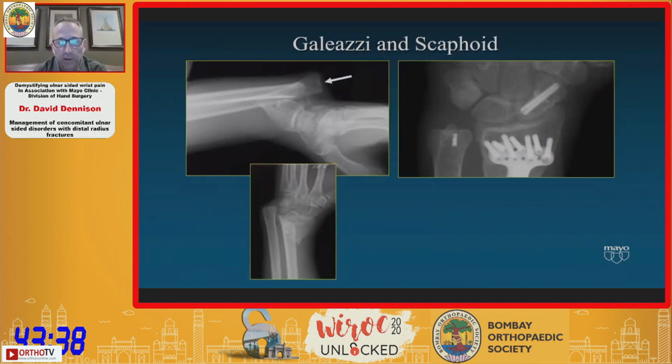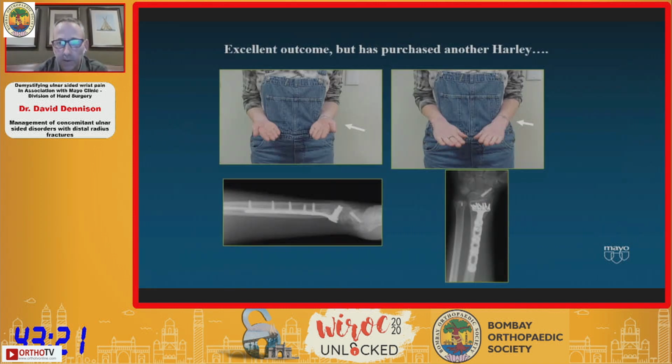Another example here. Galeazzis are easy to talk about here, but just to mention, if you have a Galeazzi like this and this is exposed, it's easy access to go ahead and put a suture anchor in. You can set up your suture anchors and then fix the radius and pass the stitches and then tidy it all up when you're done. This resulted in good rotation, good stability of this Galeazzi fracture.